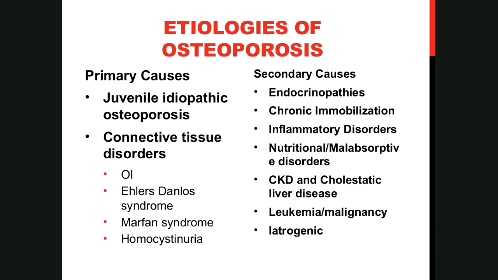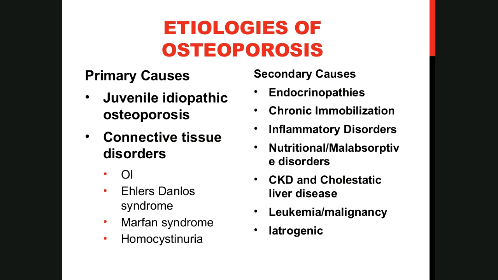So what causes osteoporosis in children? Osteoporosis can be due to either primary causes or, more commonly, secondary causes. The most common primary cause of osteoporosis is osteogenesis imperfecta, which is a connective tissue disorder that we're going to talk about a little bit more later on in the talk. And there's also an entity called juvenile idiopathic osteoporosis. This is considered a diagnosis of exclusion, but the interesting thing about JIO is that it often will remit on its own once a child has gone through puberty.